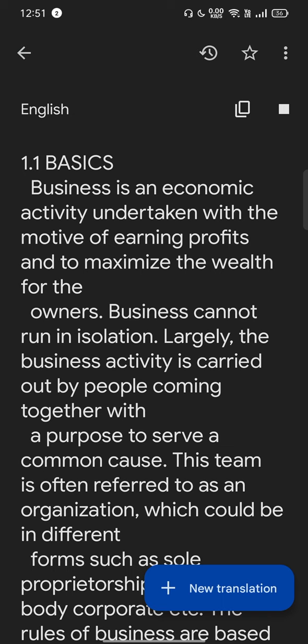body corporate etc. The rules of business are based on general principles of trade, social values, and statutory framework encompassing national or international boundaries. While these variables could be different for different businesses, different countries etc., the basic purpose is to add value to a product or service to satisfy customer demand.